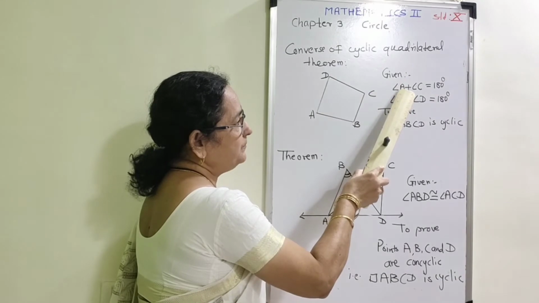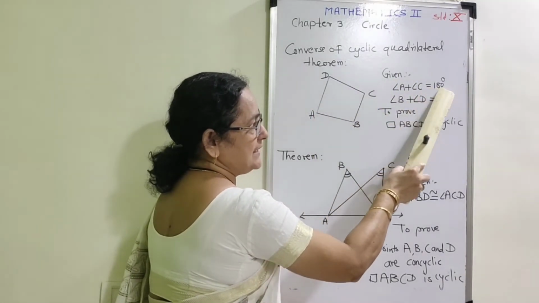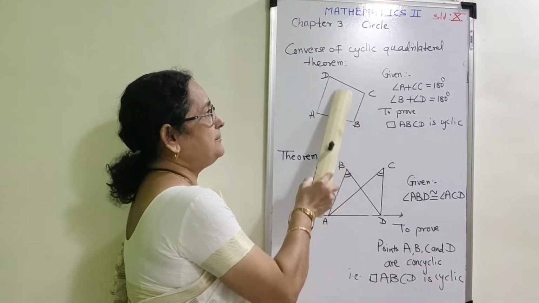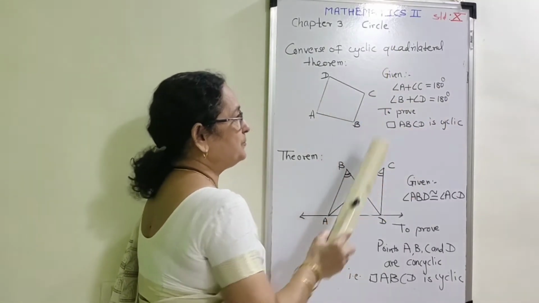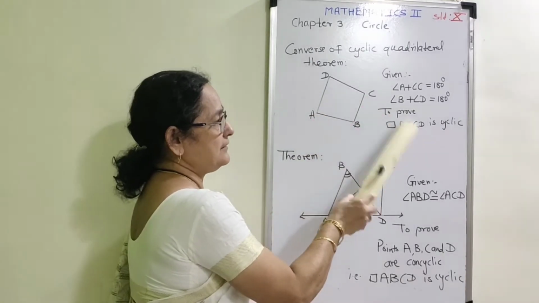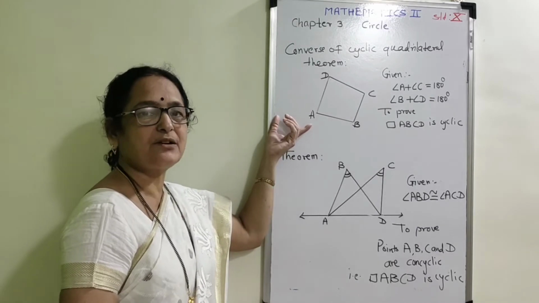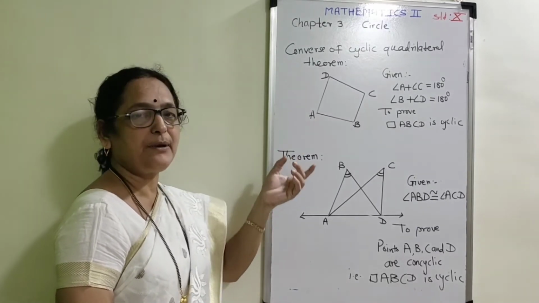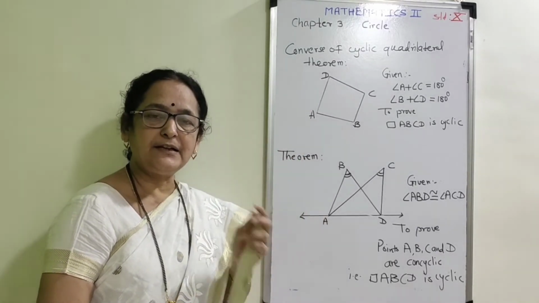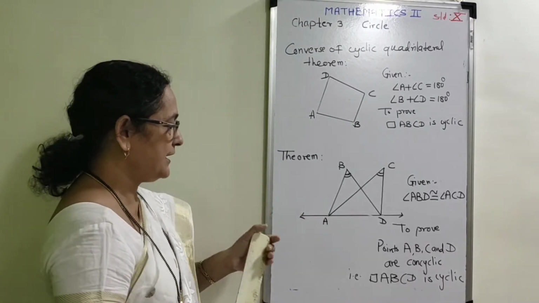Now in the given, angle A plus angle C, that means first pair of opposite angles is supplementary. Angle B plus angle D is also supplementary. Then you are going to prove that quadrilateral is cyclic. Now no need to write proof of this converse, but remember this statement that when opposite angles are supplementary, then that quadrilateral is a cyclic quadrilateral.